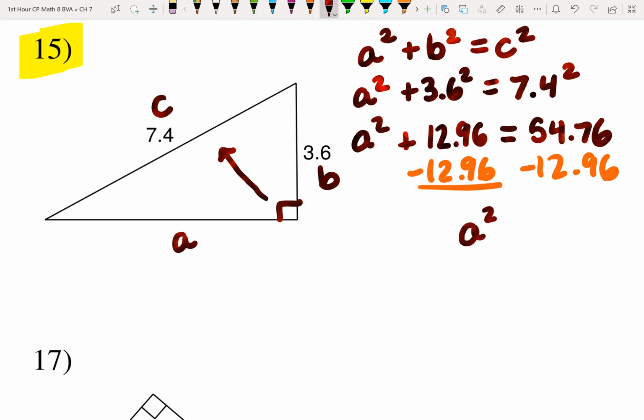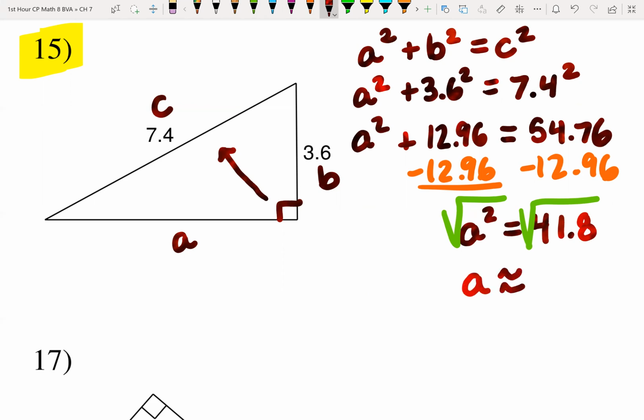So A squared equals 41.8. And you already know how to get rid of something to the second power. We square root. So A is going to be approximately the square root of 41.8. That's 6.5.